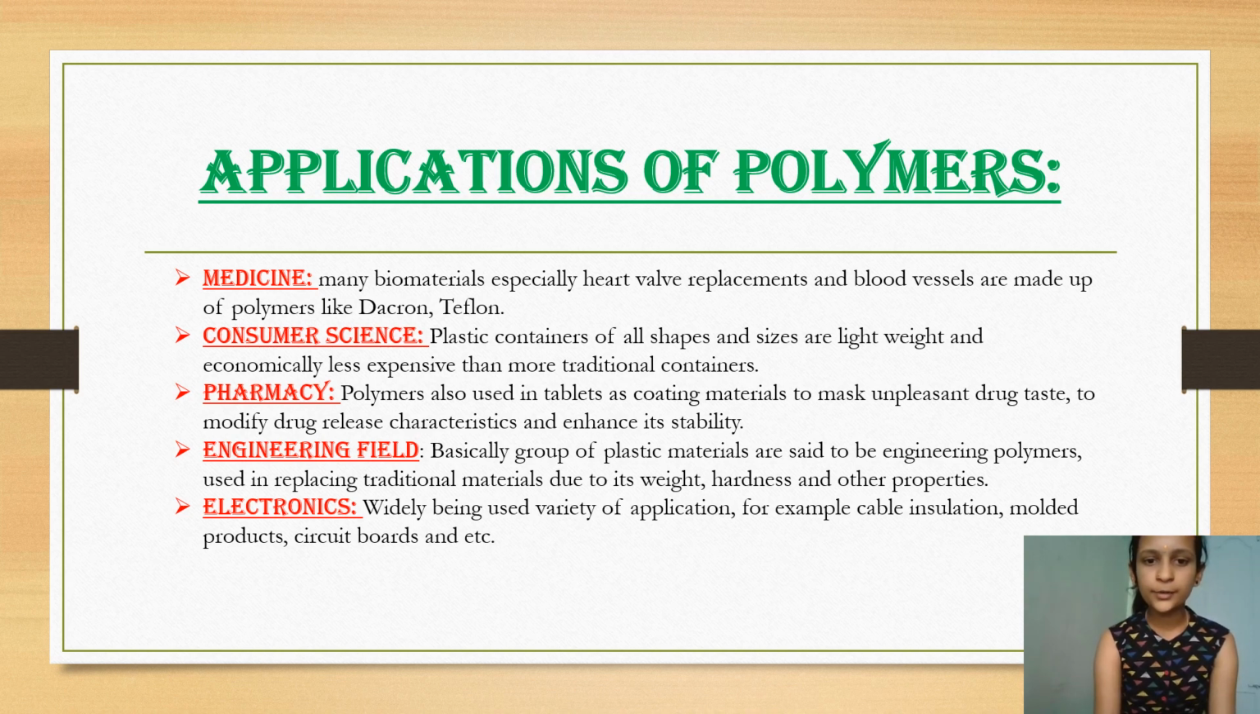In the engineering field, basically a group of plastic materials are said to be engineering polymers. They are used in replacing traditional materials due to their lightweight, hardness, and some other properties. In electronic industries, they are widely used for a variety of applications, for example for cable insulation, molded products, and circuit boards.